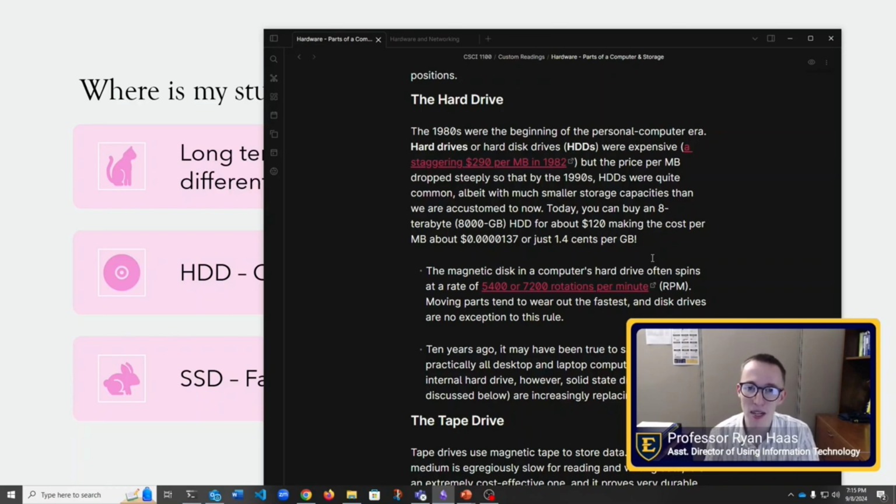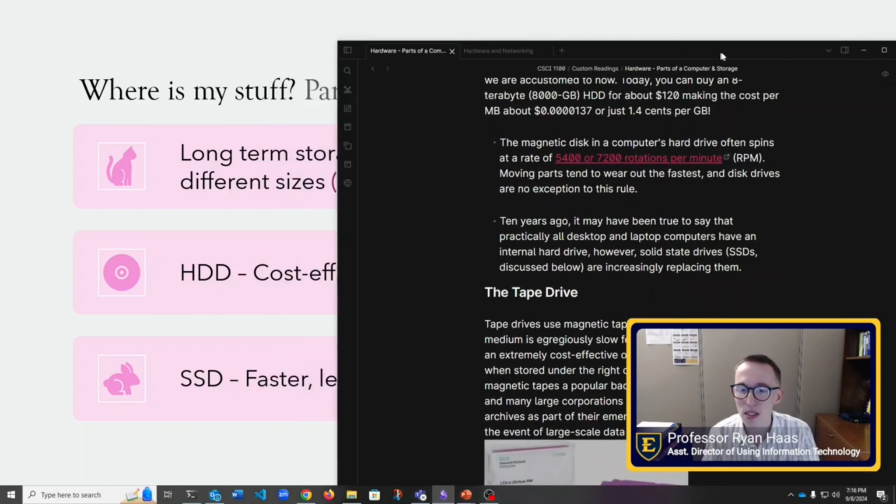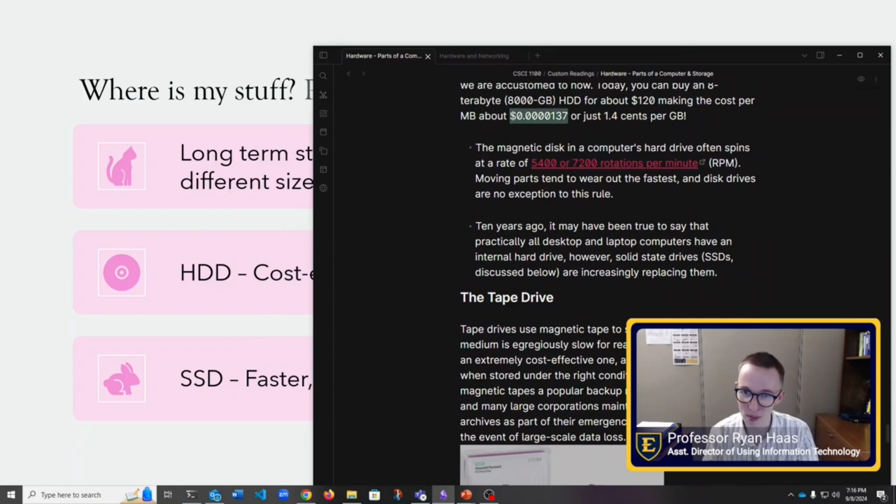Now the price per megabyte dropped very steeply in the 1990s, and HDDs were starting to get common. Today, it's so cheap that an 8 terabyte, remember that's 1,000 gigabytes, an 8 terabyte hard drive costs just about $120. That's $0.0000137 per megabyte, or 1.4 cents per gigabyte. That's way cheaper than it used to be.